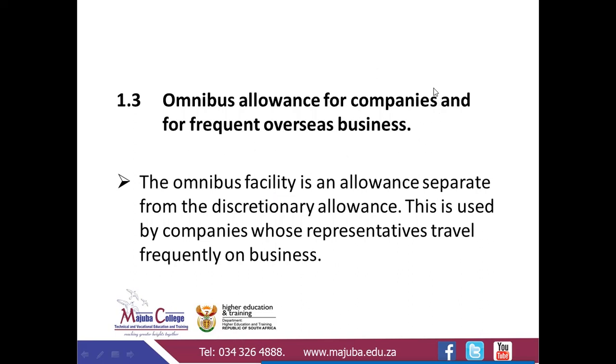Omnibus is for companies, for people who will be traveling abroad for business. Okay, for example, if Majuba College will take me to study abroad or to go for certain training overseas, the allowance that I'll qualify for will be an omnibus allowance. An omnibus allowance, again, students, does not affect the travel allowance or the discretionary allowance.